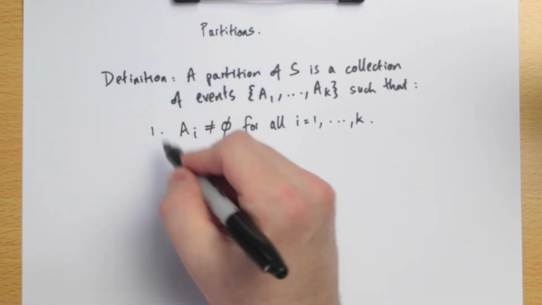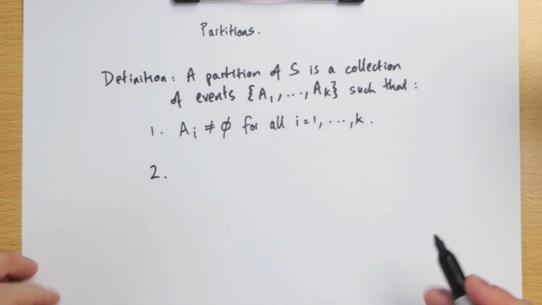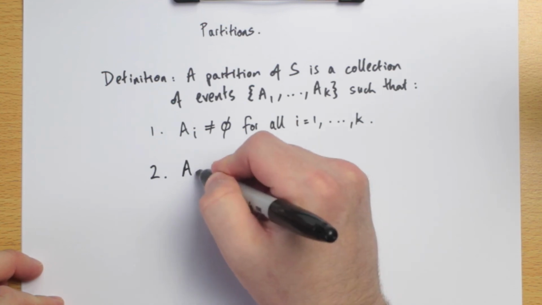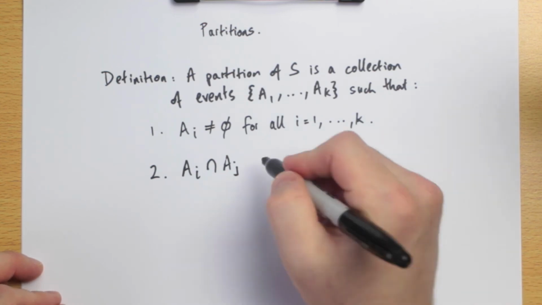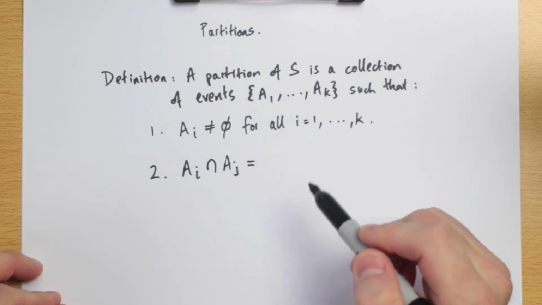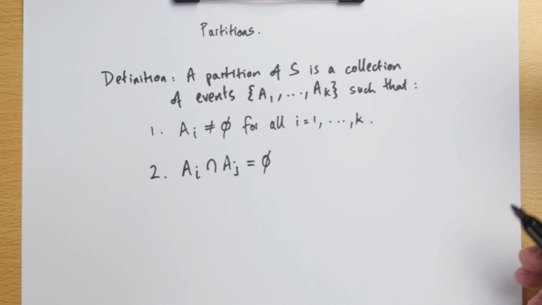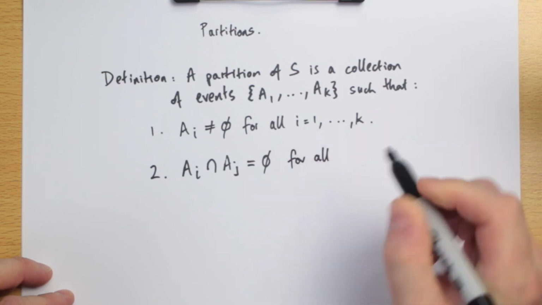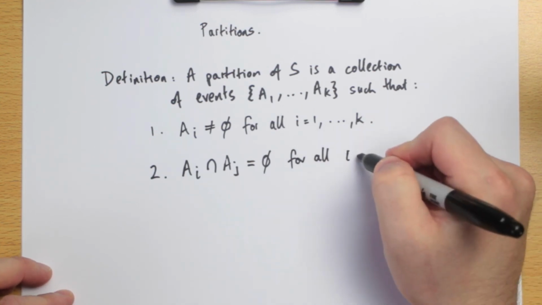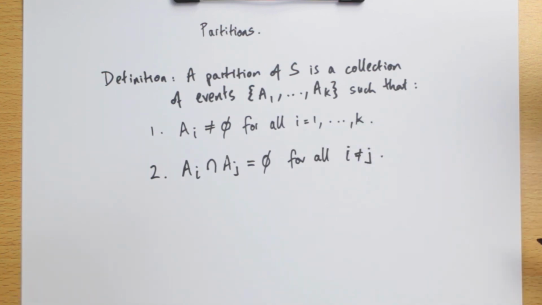There's no empty pieces. The second condition is that these are separate pieces. We're chopping up the state space. How would we say that? Essentially, there's no overlap between any of the pieces. So if I take A_i and I intersect it with A_j, two different elements from this partition, then this should equal the empty set. There shouldn't be any element in common. So when would this occur? Well, as long as i is not equal to j.